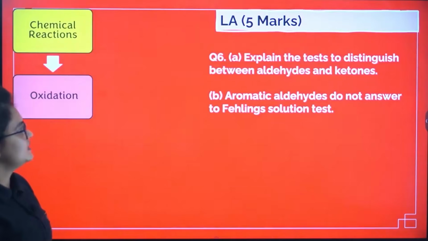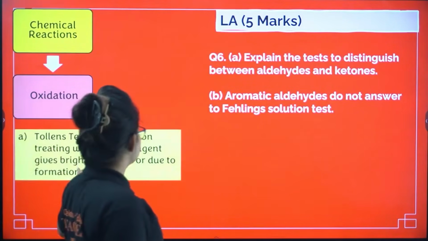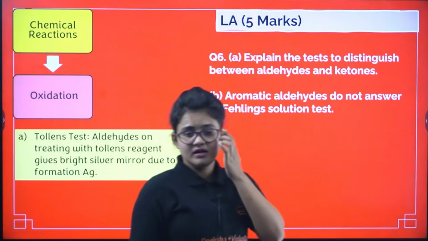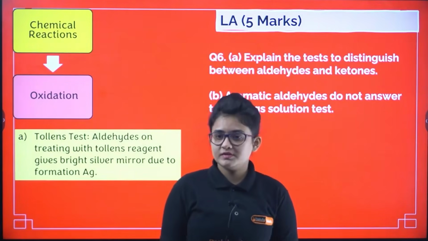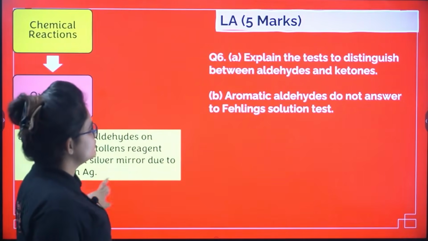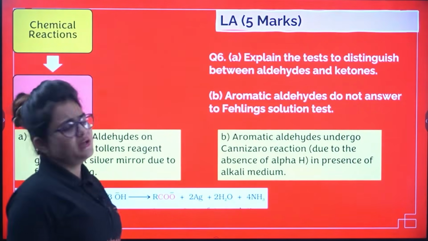Proceed further, explain the test to distinguish between aldehydes and ketones. So we can use the Tollens test. Aldehydes will give you the silver mirror precipitation. Aromatic aldehydes do not answer to Fehling solution. What is the reason behind it?